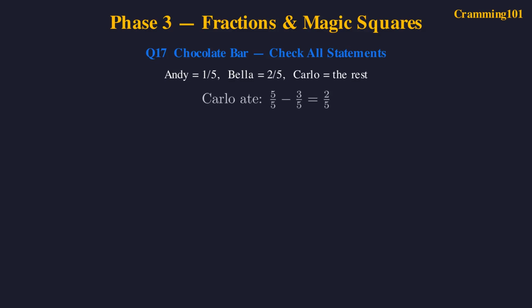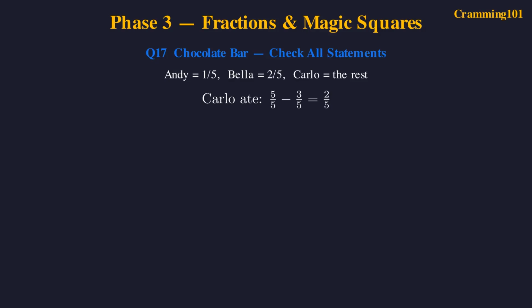First, find how much Carlo ate. Andy and Bella together ate 1/5 plus 2/5, which equals 3/5. So the amount left for Carlo is 5/5 minus 3/5, which equals 2/5. Carlo ate 2/5. Now check each statement.